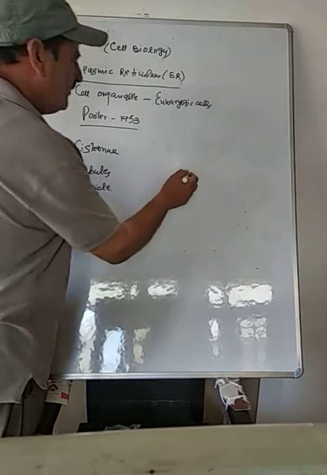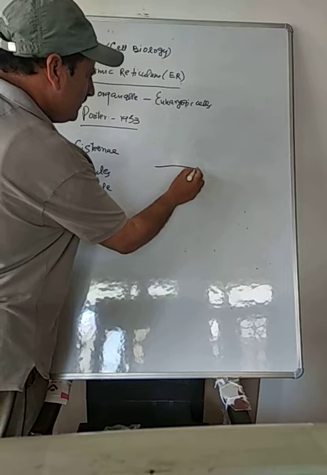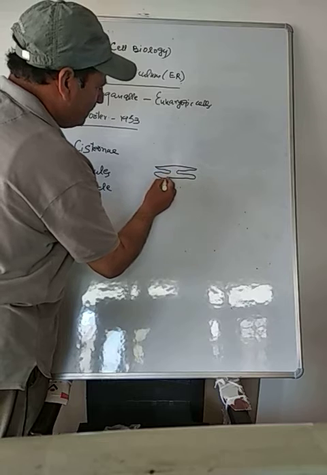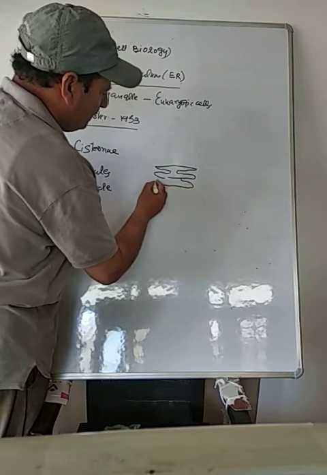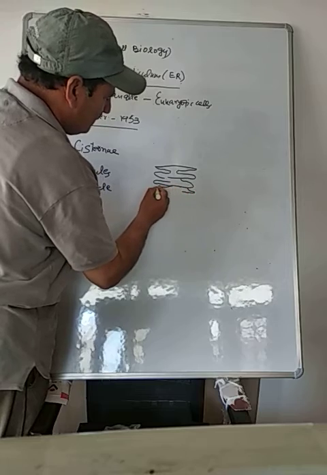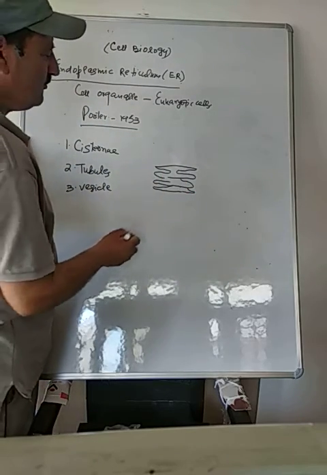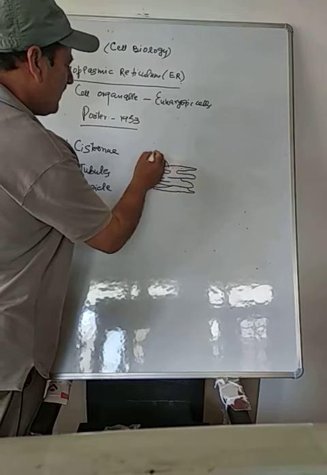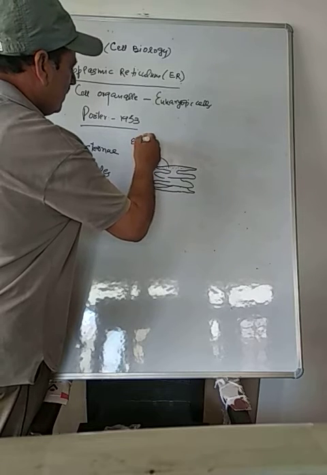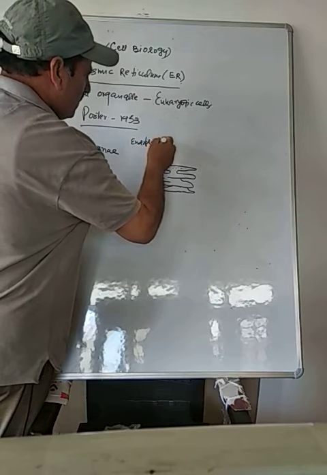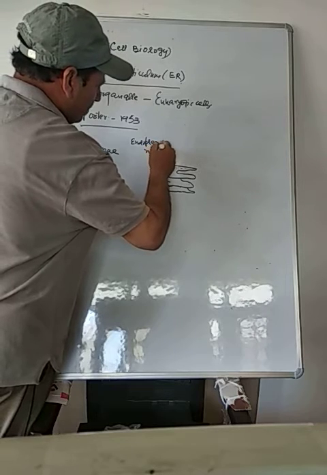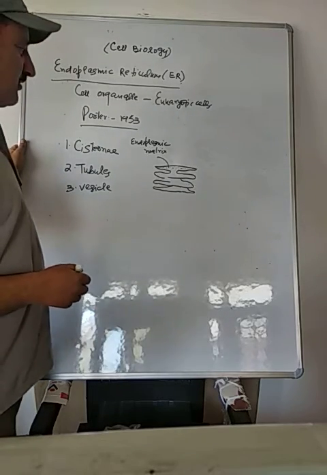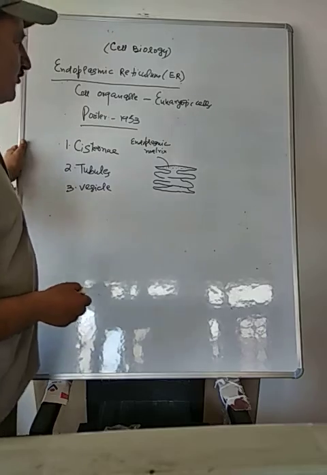Now, you will see cisternae are stack-like structures placed in piles, in heaps, just like this. And these include a space also. The space is usually filled by fluid, which is called endoplasmic matrix. Endoplasmic matrix is the fluid space. Its second part is tubules.